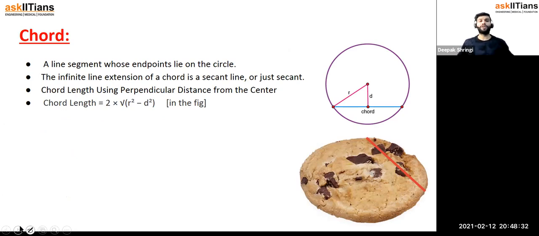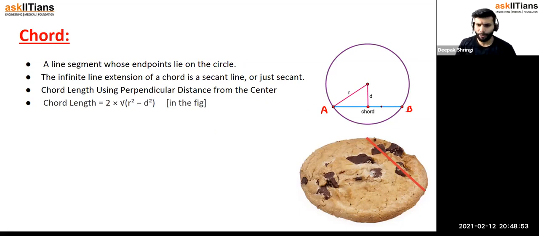What is a chord? We have read the basic definition of a chord. Now we will be understanding about the length of the chord. A chord is basically a line segment that joins any two points lying on its circumference, right? Look at this. You have joined point A and point B and you have got a chord. An infinite line extension of a chord is a secant line.